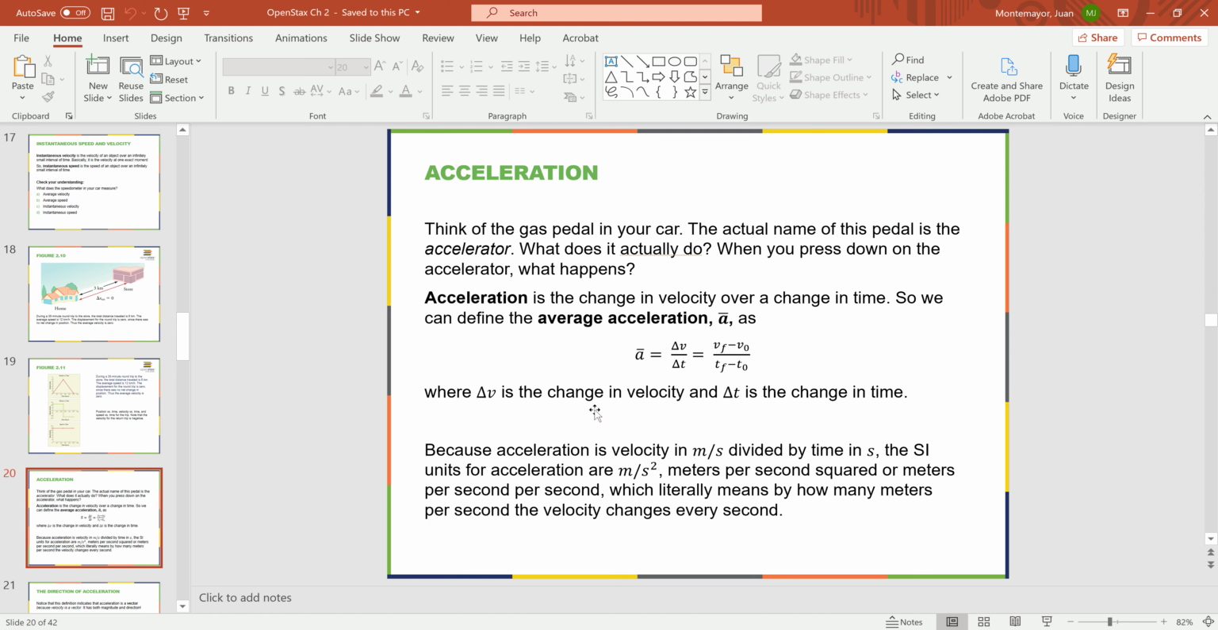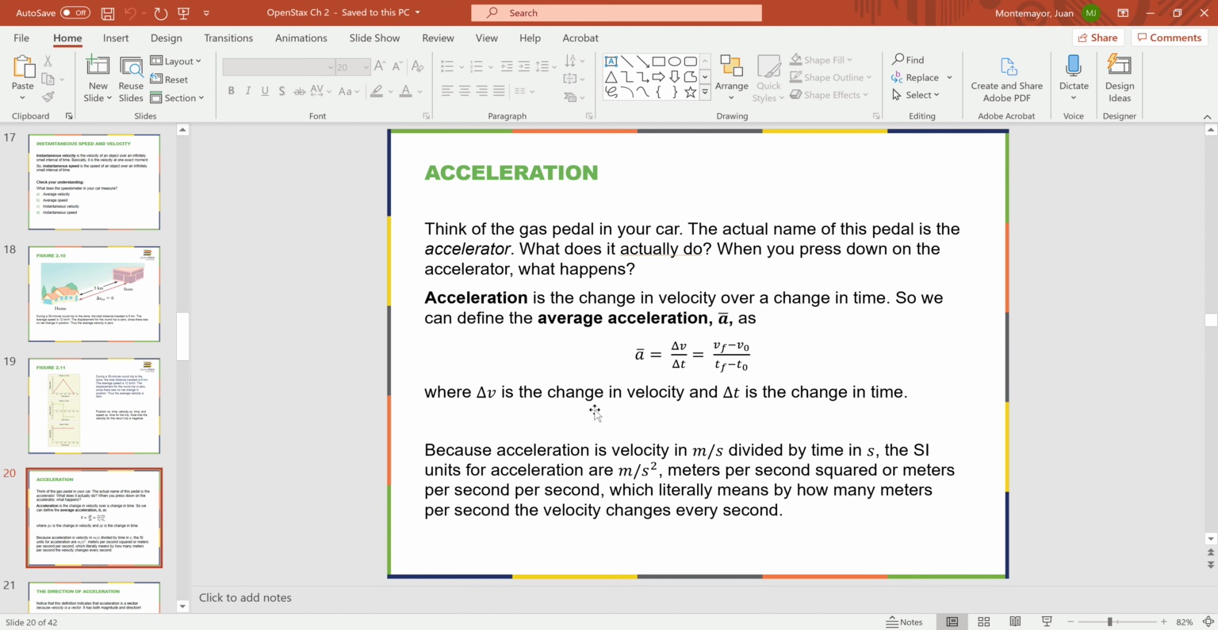Okay, so we dealt with displacement, we dealt with velocity. Now we have to deal with acceleration. Acceleration is, think of the gas pedal in your car. The actual name of the pedal is the accelerator. What does it actually do? When you press down on the accelerator, what happens? You accelerate. You speed up.